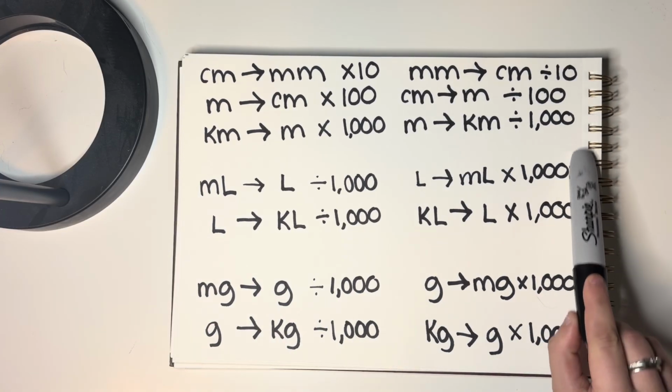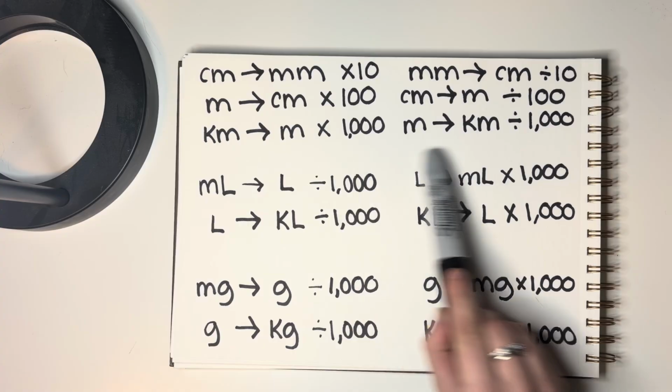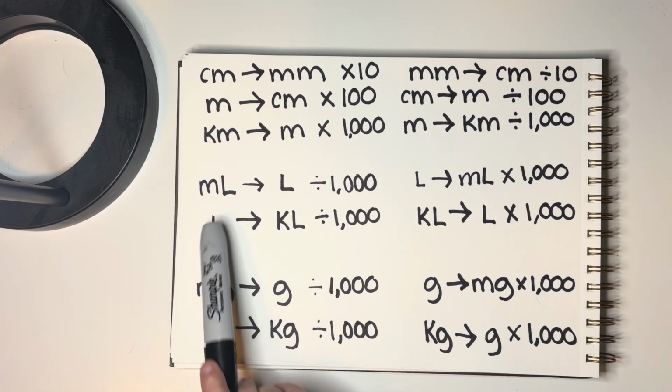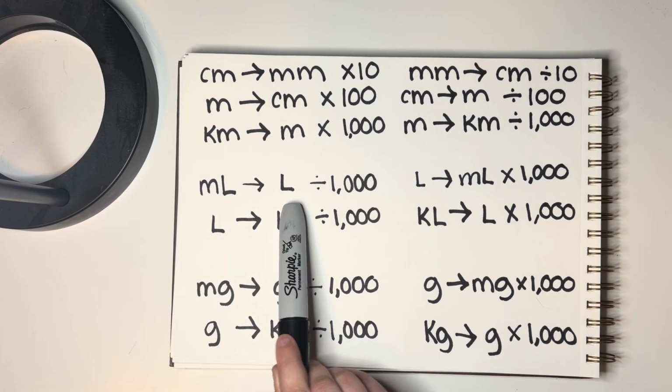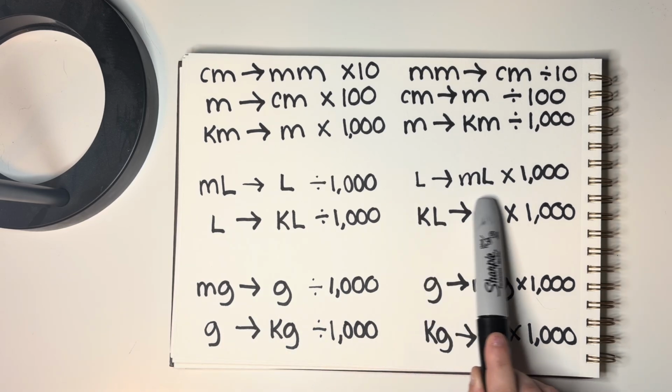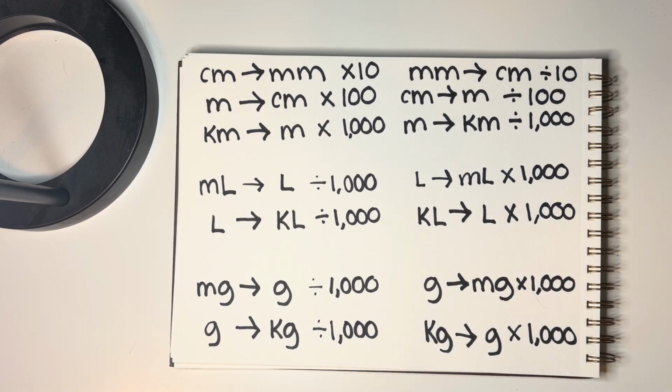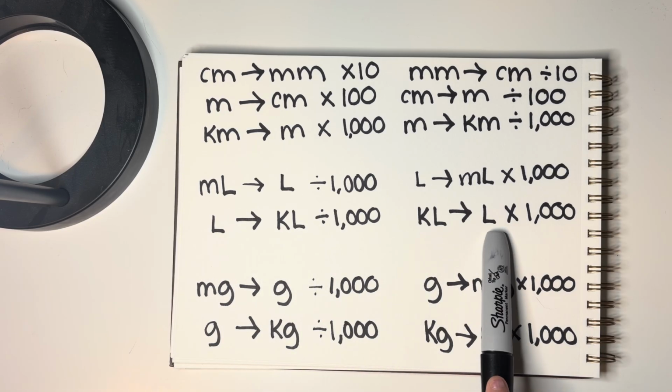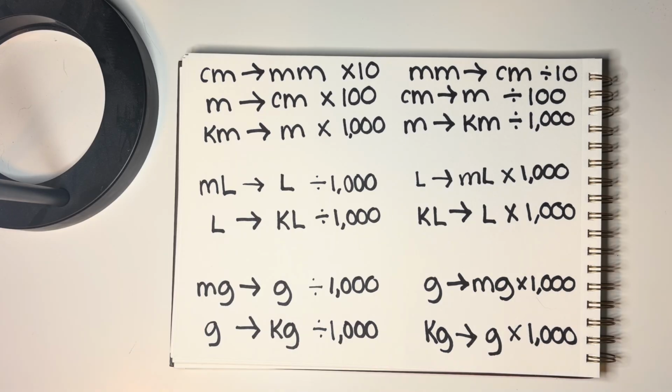Down here, we have our units of measurement for liters, or volume. So to go from milliliters to liters, I would divide by 1,000. To go from liters to milliliters, I would multiply by 1,000. To go from liters to kiloliters, I would divide by 1,000. To go from kiloliters to liters, I would multiply by 1,000.